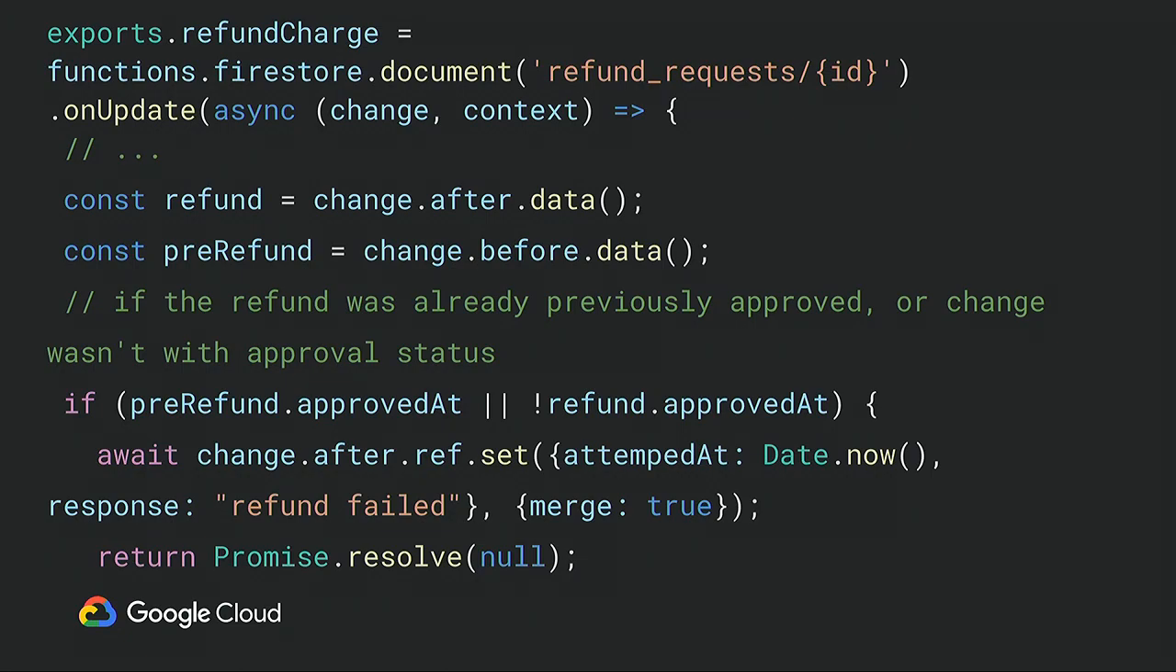So we want to make sure two things here. One, that the previous refund hasn't already been approved, so you're not trying to re-refund something that's already been approved. And then the second one is that there is an approval on it, so make sure that it actually gets approved by someone. If either of those falls through, so if it's already been approved or if no one approved it, also set an attemptedAt and return. So don't process this refund.